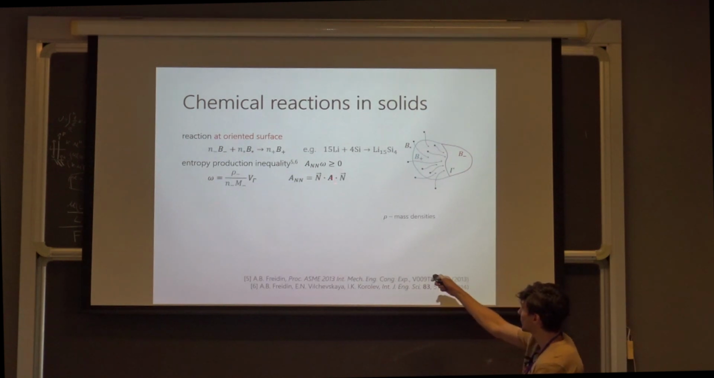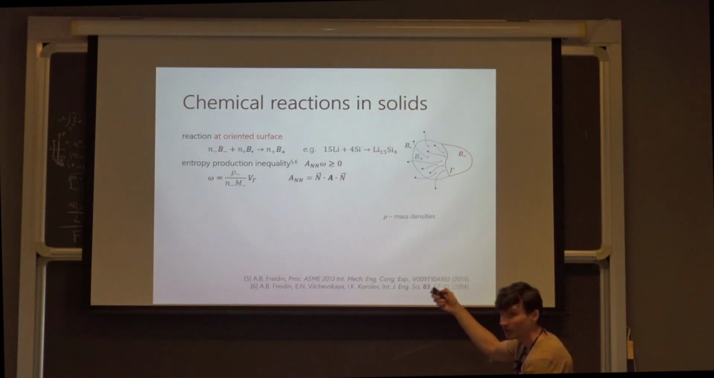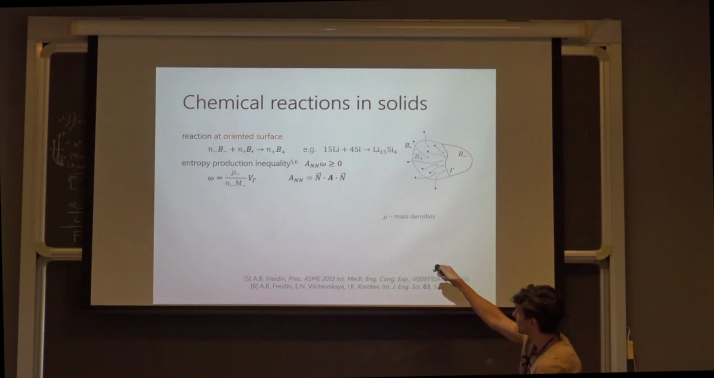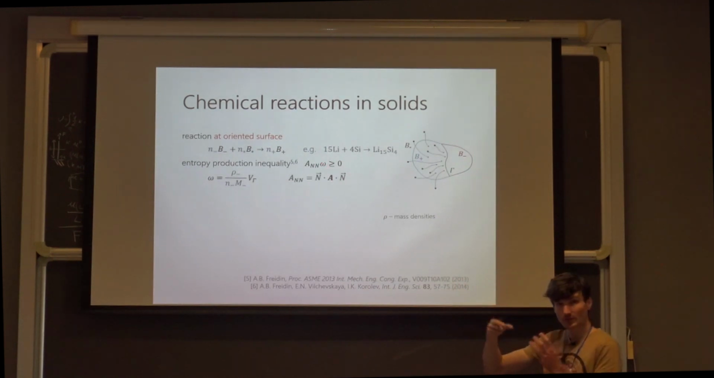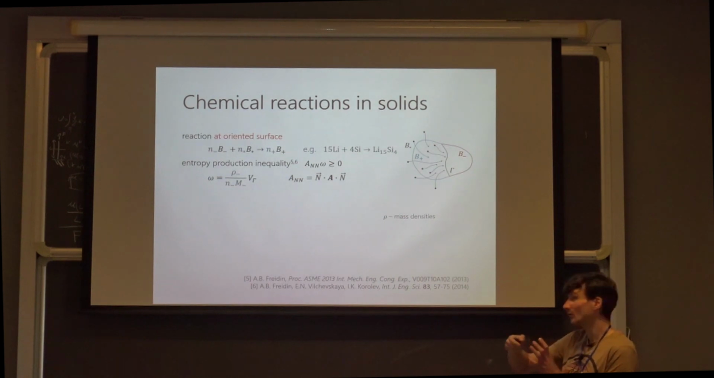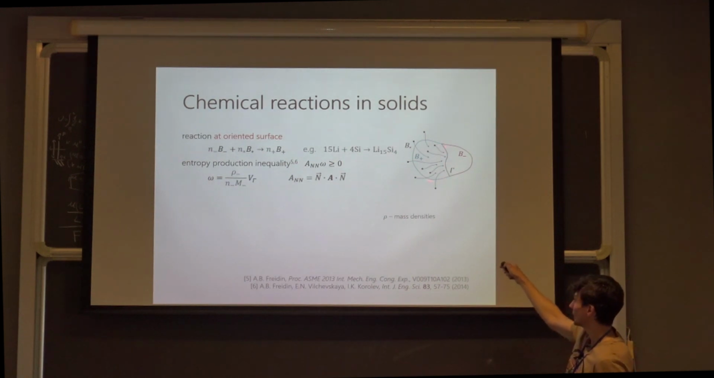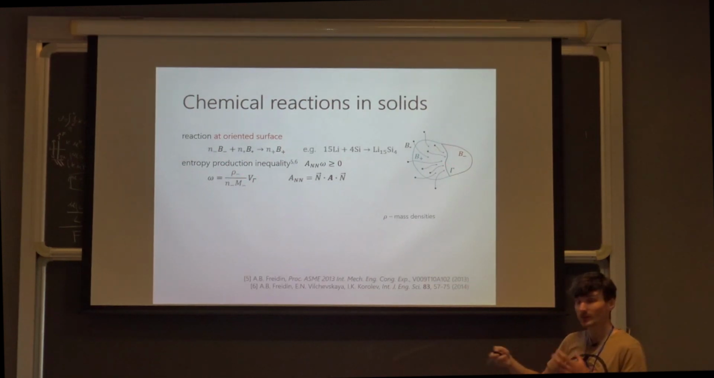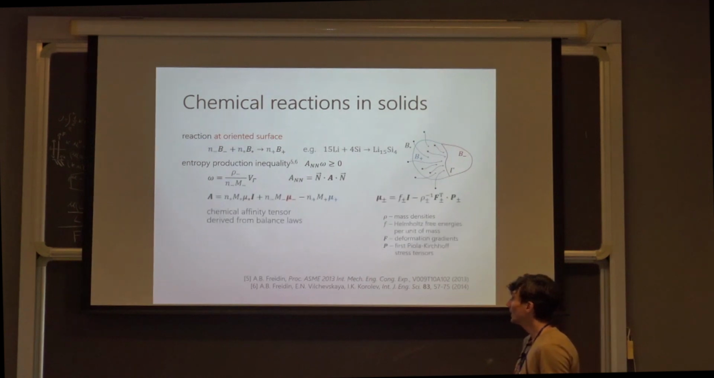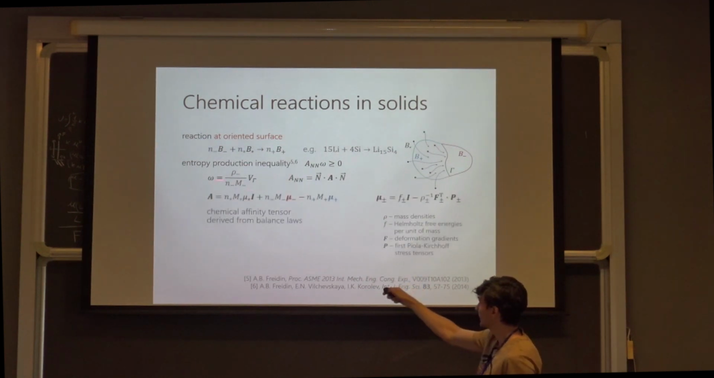And this tensor, this bold A, it's logical to call a chemical affinity tensor. But one more remark: this chemical reaction rate, in this case, is not the chemical reaction in the volume. The masses are not consumed in the volume, the masses are consumed at the surface. So this chemical reaction rate must be related to the interface velocity via the mass conservation law. So this tensor is a chemical affinity tensor.